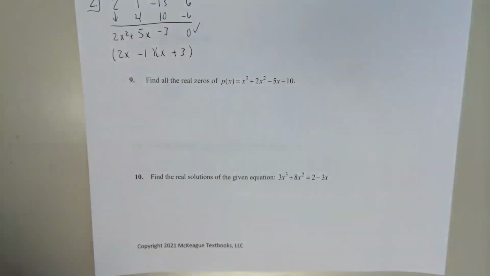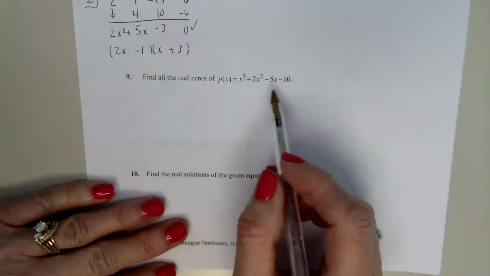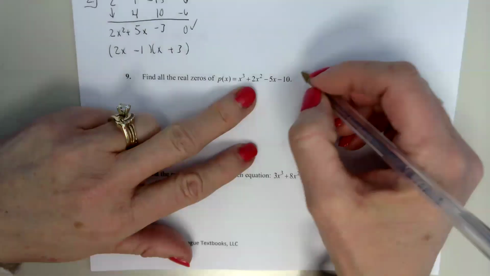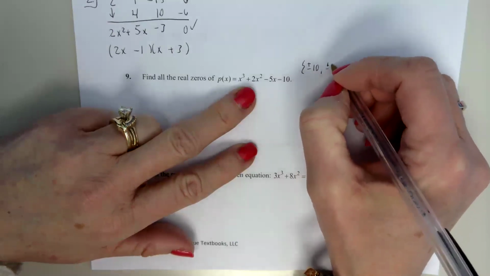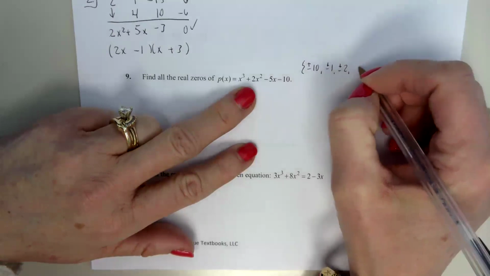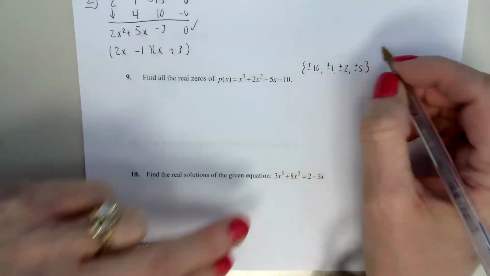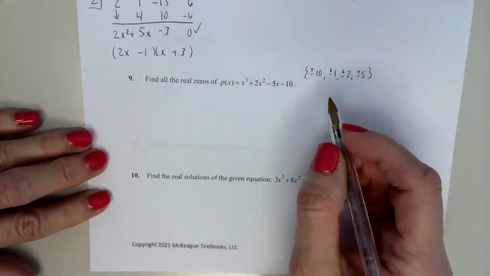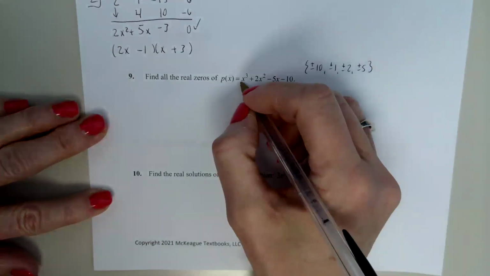Okay. Number 9 says find all the real zeros. So I'm looking for just real zeros. So my possibilities are all my factors of 10, so 10 and 1, and then plus or minus 2, plus or minus 5 are all of my possibilities. So I'm going to start with a possibility of 1. Actually, I'm going to try to factor first.